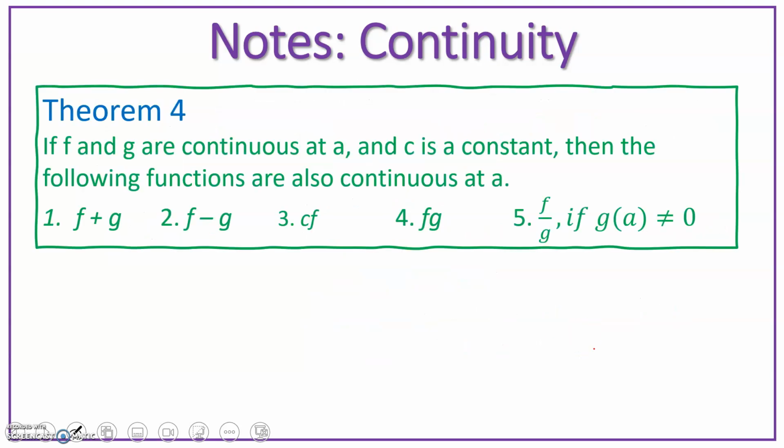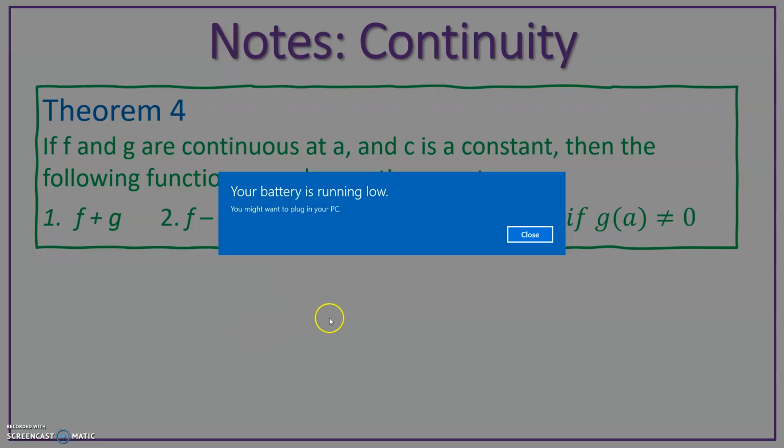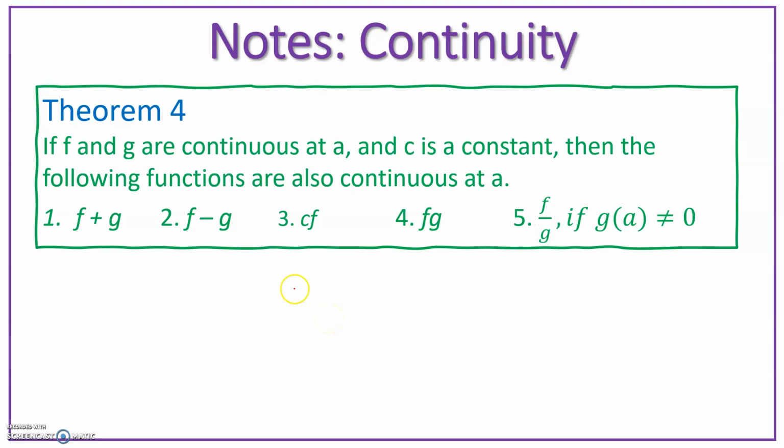All right, theorem 4. If f and g are continuous at a and c is some constant, then the following functions are also continuous at a. The sum, the difference, multiplying by a constant, a product, and a quotient.